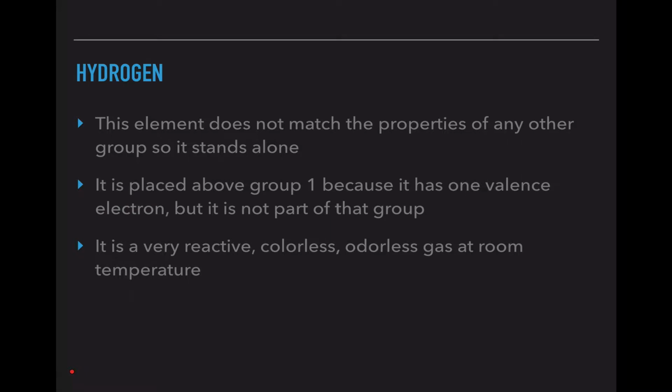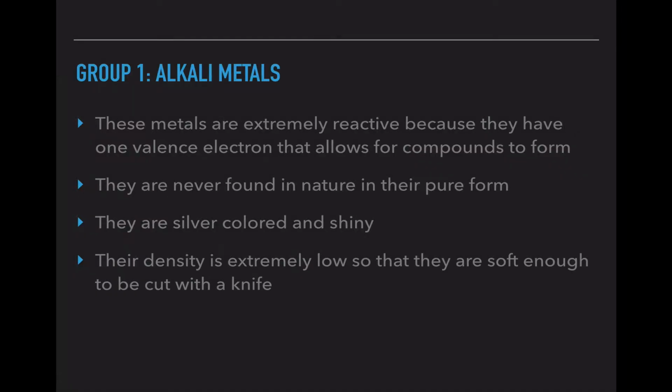Hydrogen is an element that does not match the properties of any other group, so he stands alone. It is placed above group 1 because he has one valence electron, but he is not actually part of that group. He is a very reactive, colorless, and odorless gas at room temperature. So hydrogen, I like to explain that he has an identity crisis. He is a nonmetal, but because of his one valence electron, he acts like a metal, so we place him near his other metals. Underneath hydrogen, we have our alkali metals, and that is group 1.